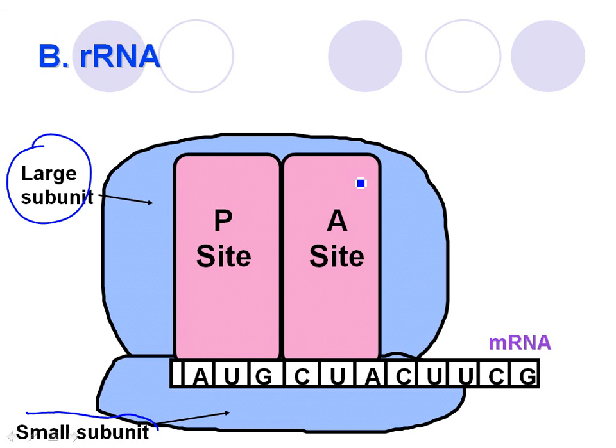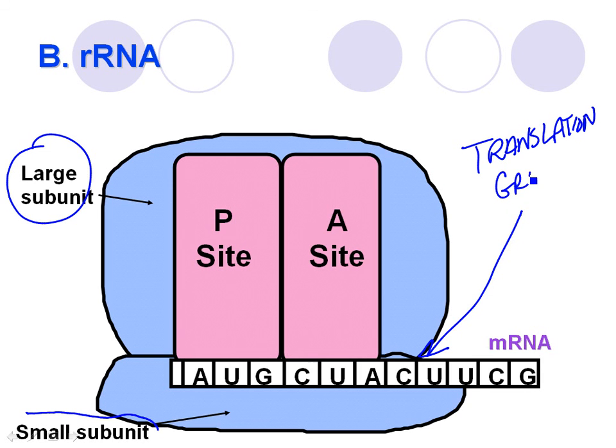And then you'll also see that there's what we call a translation groove. And the translation groove is where the messenger RNA will be fed so that we can read each of the 3 bases, which stands for the codon on messenger RNA. So again, this is our translation groove.